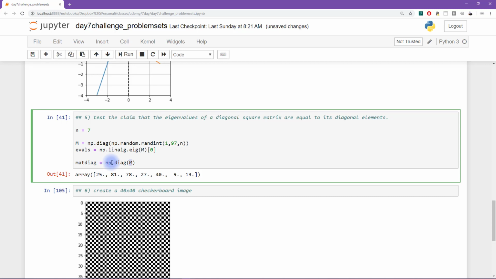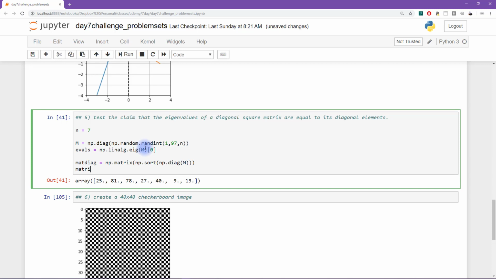Okay, and now I also mentioned when I introduced this problem that it's good to sort them, and you can see in this example why it's good to sort them. There's no guarantee that the eigenvalues will come out sorted in any meaningful way that's related to the diagonal elements. So I want to use numpy.sort. So that's going to sort them. And then I need to convert them into a matrix. So numpy.matrix. Okay, and let's see what this already looks like.